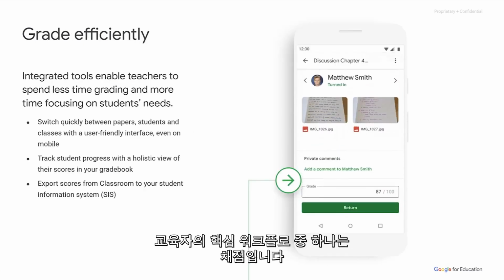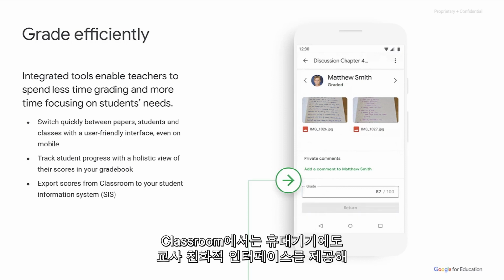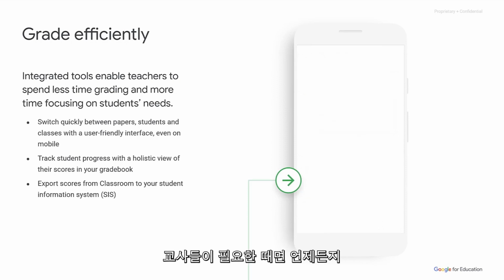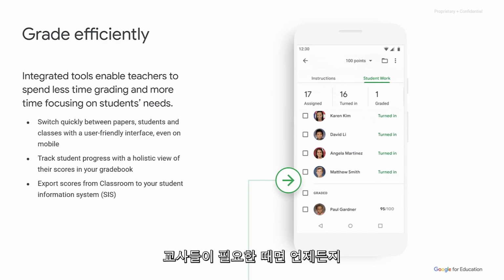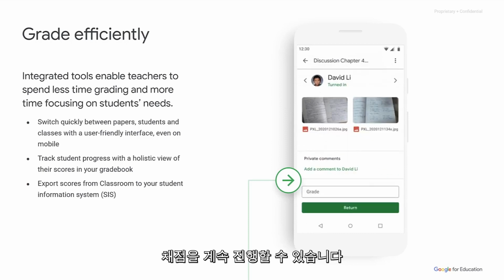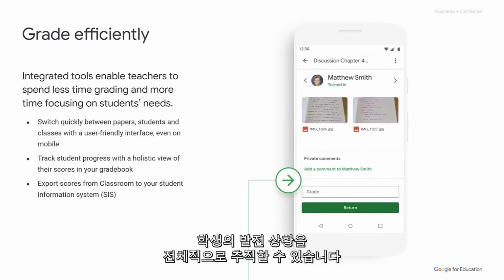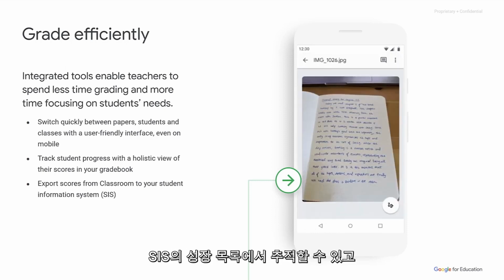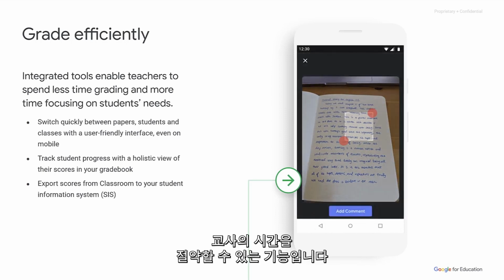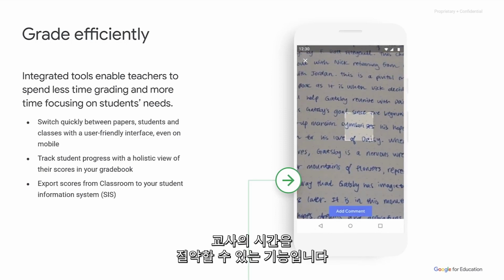One of the critical workflows for educators is grading. In Classroom, we offer a teacher-friendly interface, even on mobile devices, to meet teachers where they are and allow them to grade on the go. Google Classroom's gradebook allows teachers to track student progress holistically while grades sync, which is available with the growing list of SISs, and saves time for teachers after they have completed the grading process.